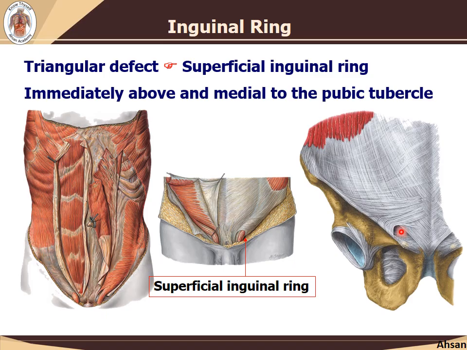It's a very, very clinically important area. This is definitely a weak point, but has some natural support from the posterior aspects, that we will try to understand. So the superficial inguinal ring is a deficit area, a triangular opening in the external oblique aponeurosis, which is just above and medial to the pubic tubercle. Here is the pubic crest and this is the pubic tubercle.